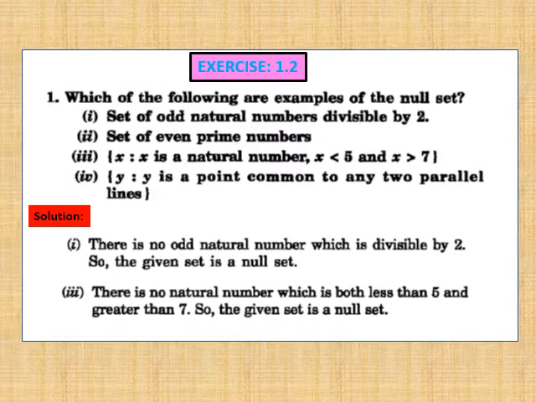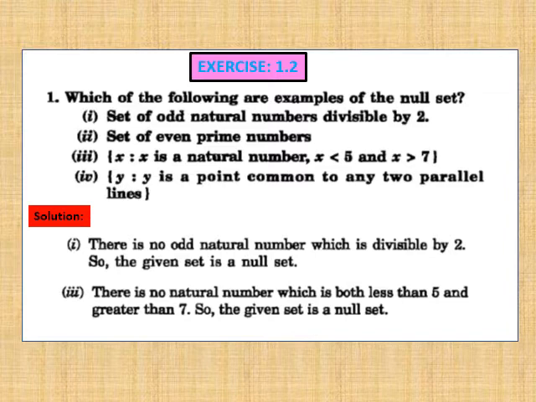I hope I am clear with the definitions, different types of sets, that is empty, finite, infinite, equal sets. So let's begin with exercise 1.2. And question 1 is, which of the following are examples of null set? Null set means empty set and void set. Clear? So I've solved two parts for you.